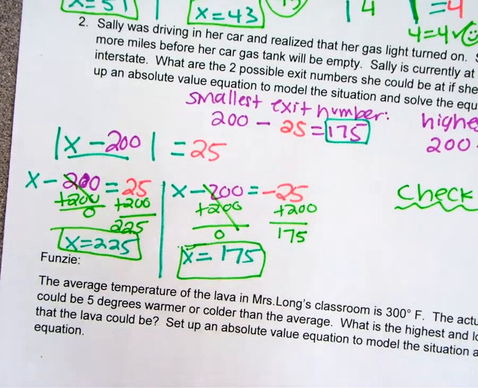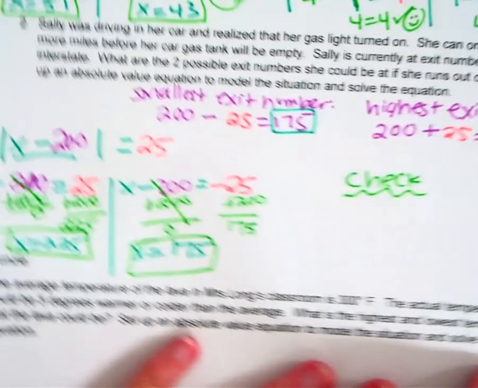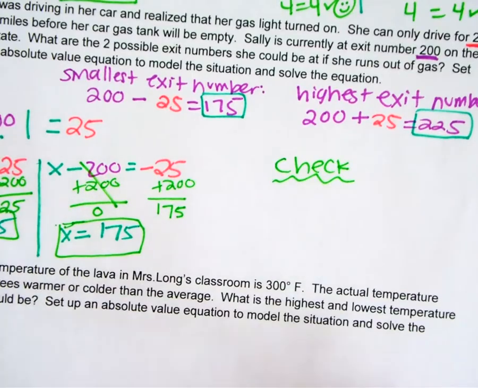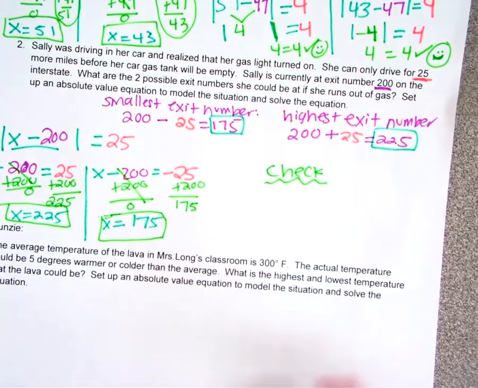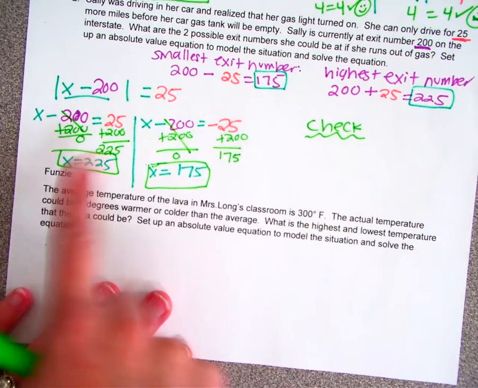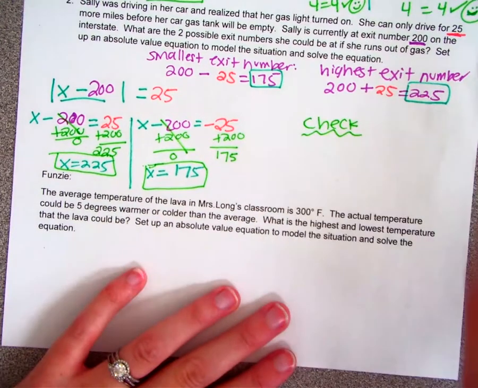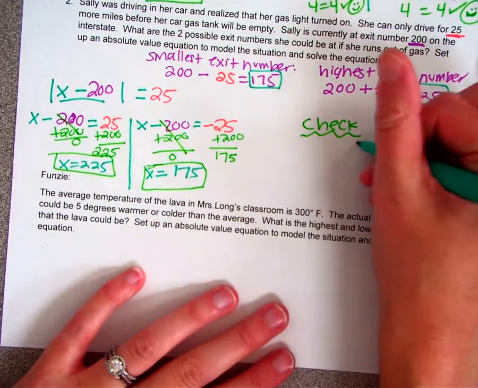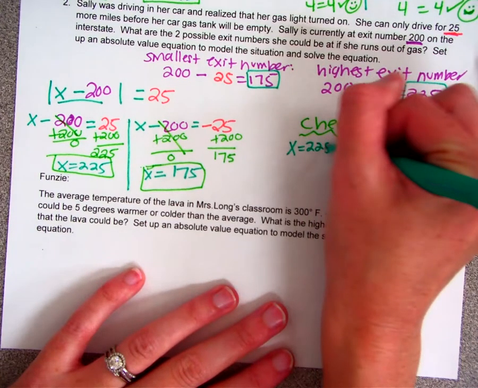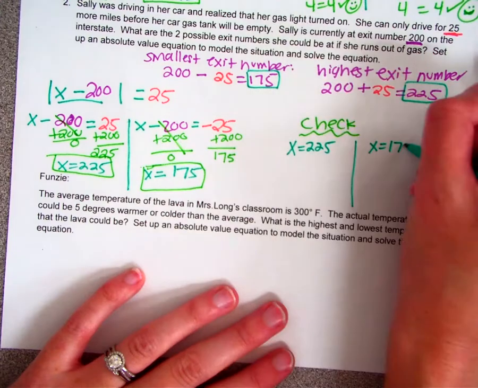Okay. So we reached our answer, but don't forget, we must check our work, because in absolute value equations, sometimes we have sneaky ninjas that try to act like they're the answer, but they are not. And we need to see if any of these are extraneous. So let's check these over here. One time it's going to be x equals 225. One time will be for when x equals 175.